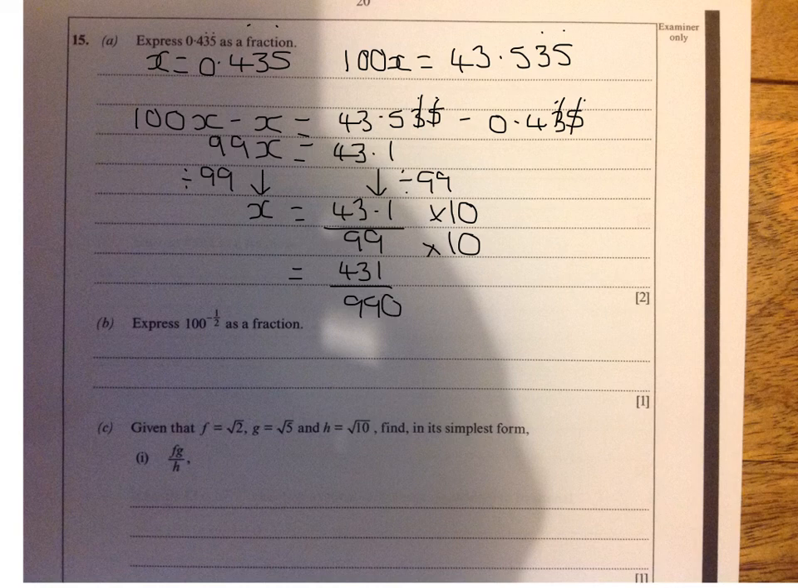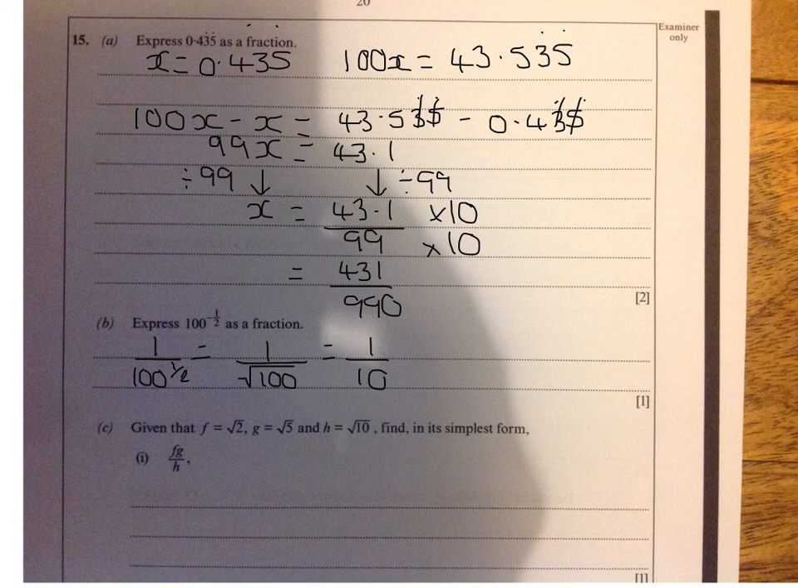Now, looking at expressing 100 to the power of minus half as a fraction, we should remember that to get rid of a negative indice, a negative power, we flip it, so we find a reciprocal, which is 1 over 100 to the power of half. And it's root down, power up, which means that we've got a square root, so it's 1 over the square root of 100, which is of course 1 over 10.